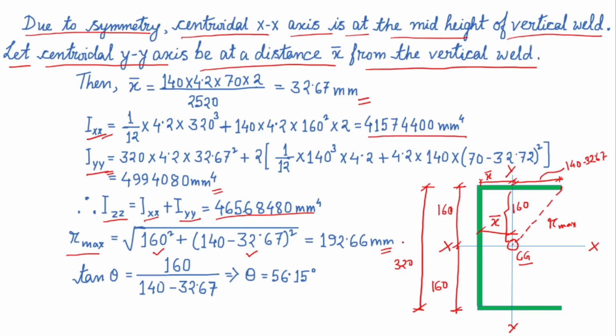Next, tan theta we have to calculate. Tan theta is this one, equal to 160 divided by 140 minus 32.67, and theta has been calculated as 56.15 degree.